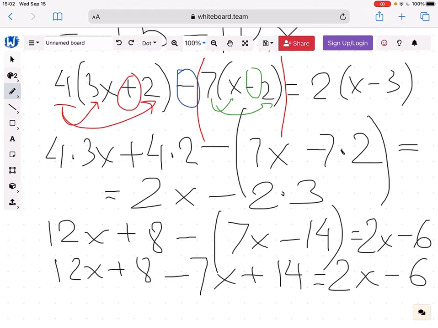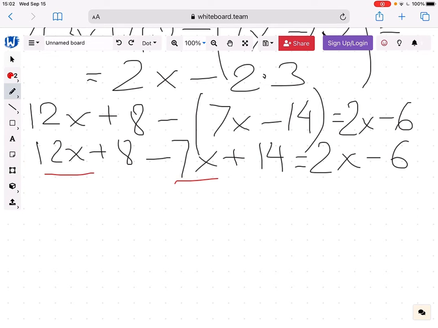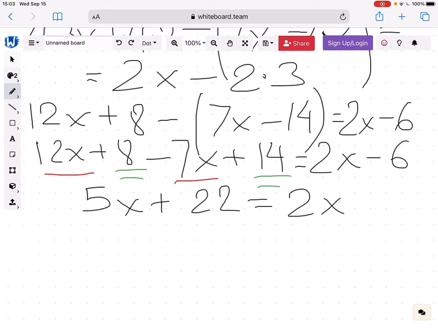All right. Now let's first simplify this thing. We see 12x and minus 7x. 12 minus 7 is 5. So we have 5x left. Now the next thing we look at is this 8 and this 14. 8 plus 14 is 22. Plus 22. And that's going to be equal to 2x minus 6. Right?